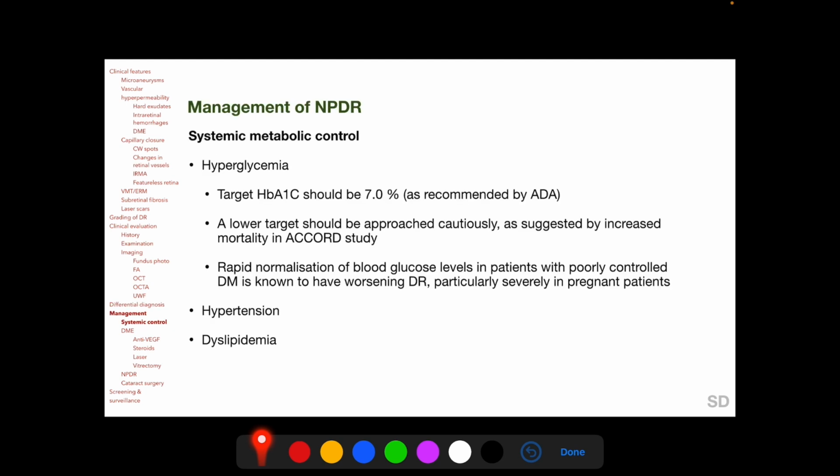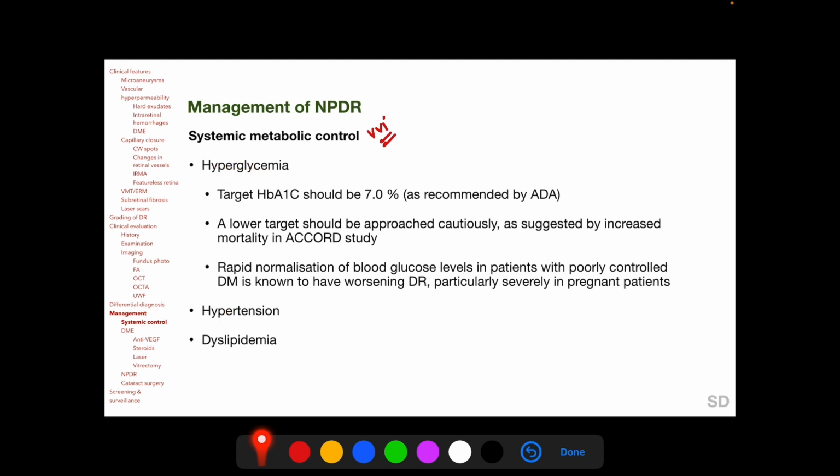In addition to ocular treatment, which we will be discussing, systemic metabolic control is an integral part of holistic management of non-proliferative diabetic retinopathy, and this is very important to remember. And this includes control of hyperglycemia, hypertension, and dyslipidemia.